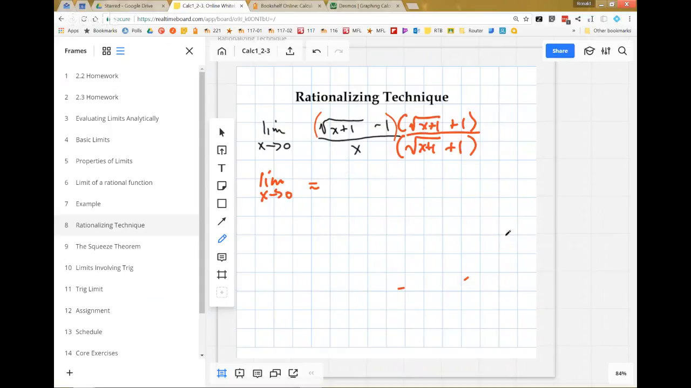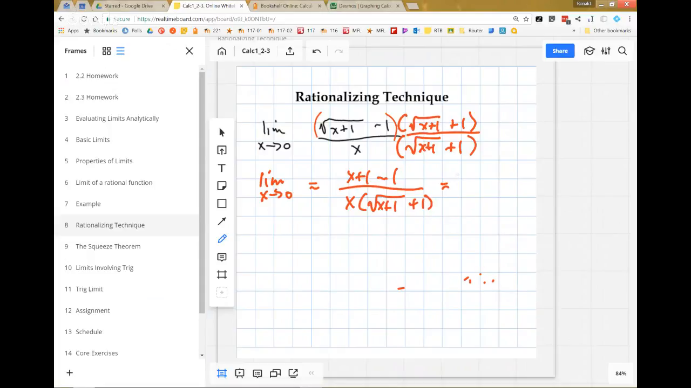And on top, what happens when you square the square root of x plus 1? The square root sign goes away and you get x plus 1. And then you get the difference of two squares. So the second square, 1 squared, is 1. So that's how the top turns out. The bottom is ugly, but that's okay. We just leave it the way it is.